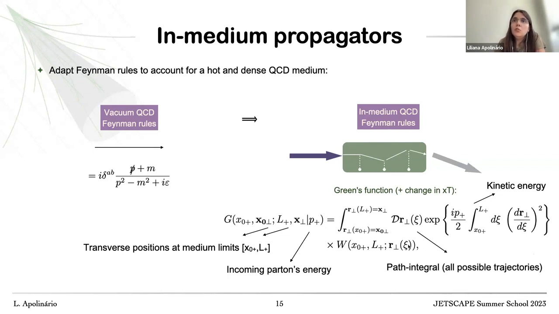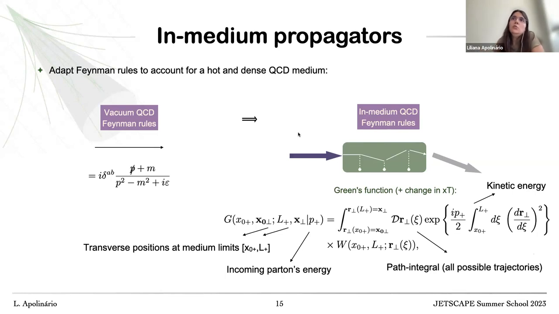And so in addition to my Wilson line, I will then receive some sort of a kick in the transverse direction that will result in some kinetic energy that you have here. And again, I have basically to integrate over all possible trajectories that my particle can undergo from this point to this point. Okay, and this is what we call the Green functions.